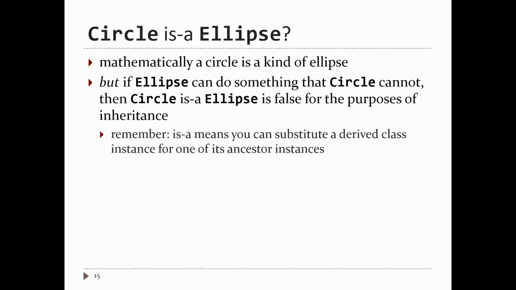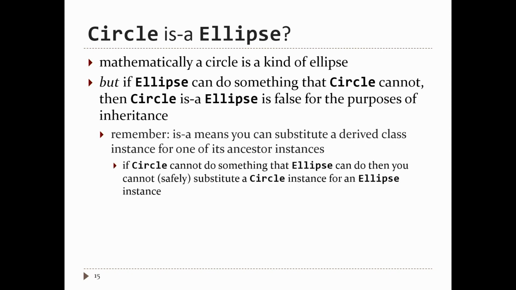So remember what is-a means. Is-a means that you can substitute a derived class instance for one of its ancestor instances. In other words, if I have a method that takes in an ellipse, I'm supposed to be able to pass that method a circle, and the method is supposed to do what the contract of the method says it does. Now, if a circle can't do something that an ellipse can do, then I can't safely substitute a circle for an ellipse. Notice the word safely here.